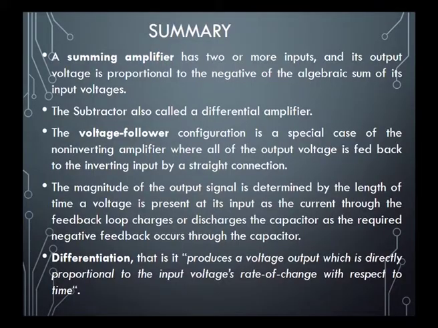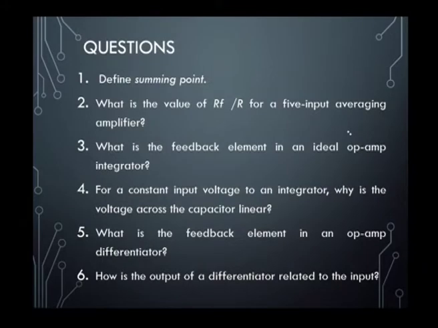And also we dealt with the integrator, which is used for different mathematical applications to find the total area under the curve of a function, and we also derived the equation for the output voltage of an integrator. Some of the questions of the session are: define summing point; what is the value of RF divided by R for a 5 input averaging amplifier; what is the feedback element in an ideal op amp integrator; for a constant input voltage to an integrator, why is the voltage across the capacitor linear; what is the feedback element in an op amp differentiator; how is the output of a differentiator related to the input.